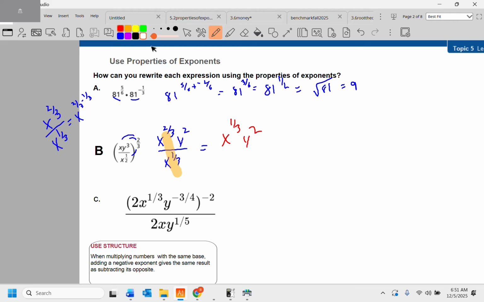I had ChatGPT create example C. I asked it for a hard problem. And to be quite honest with you, it doesn't look like it's a very hard problem. We're going to distribute that negative 2 to everything inside the parentheses. That's going to give me 2 to the negative second, x to the negative 2/3, y to the, let's think about this, that would be a positive 6 over 4, 3/2. And the denominator is still 2xy to the 1/5.